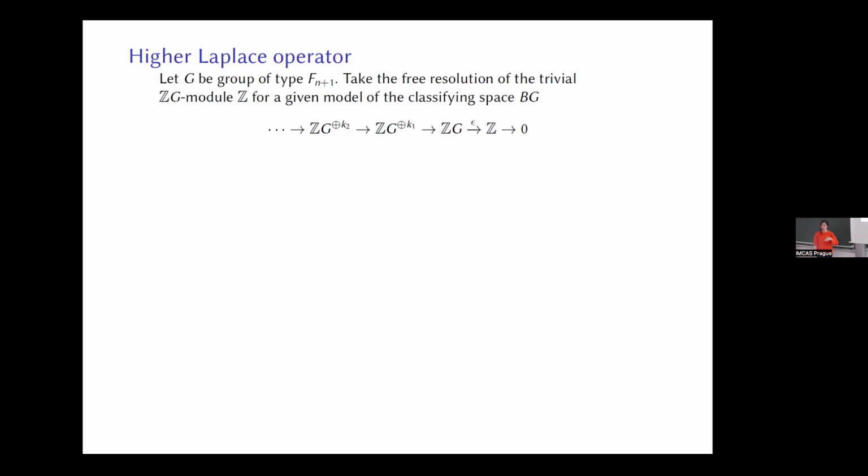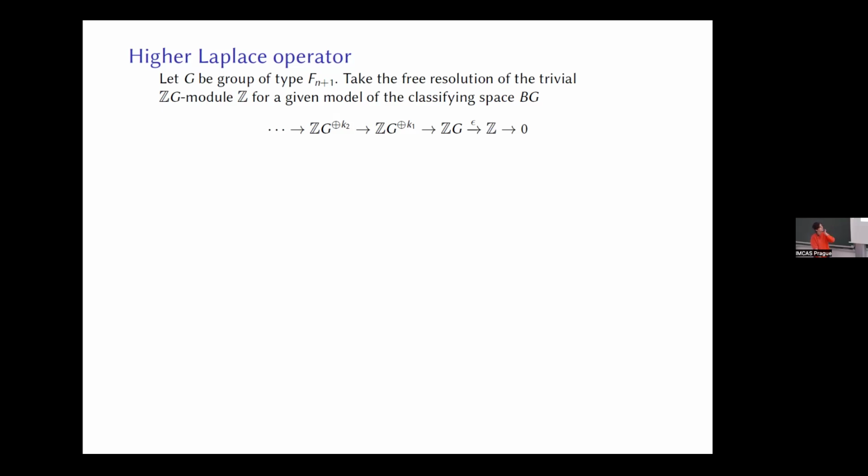So I said property T groups are finitely generated. So now if I'm going to introduce a higher generalization of that, then I need something that supports finite generation in the 0th degree, basically being my property T. So for that, I assume my group G to be of type F_{n+1}. So that means that my given group G has a model for its classifying space BG that is finite until degree n+1. So in other words, the free ZG-module Z has a resolution that is finitely generated until degree n+1.